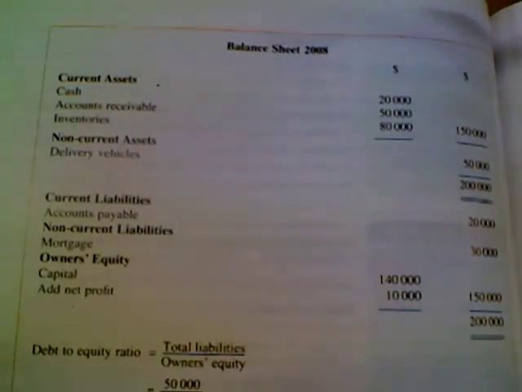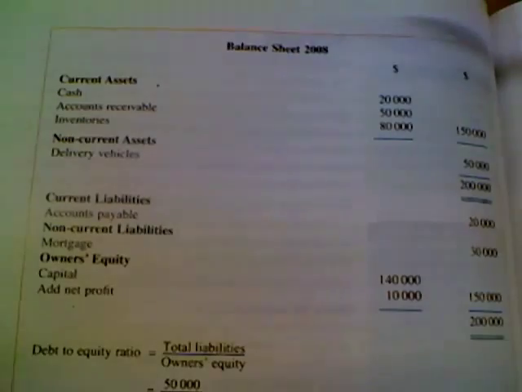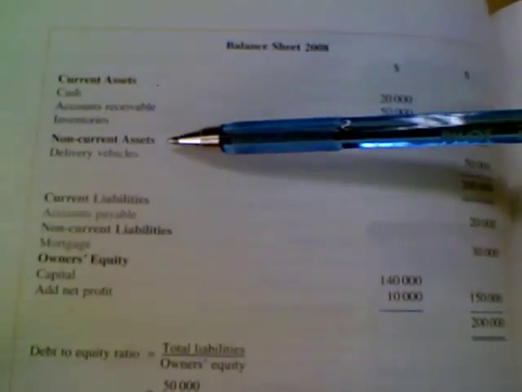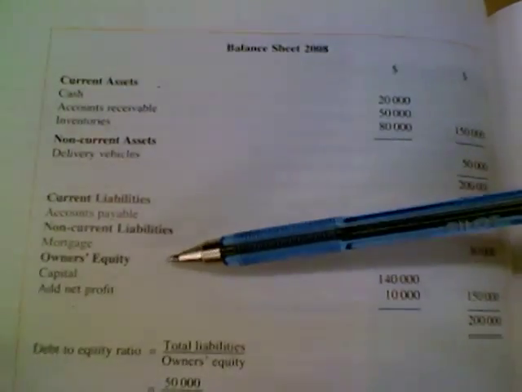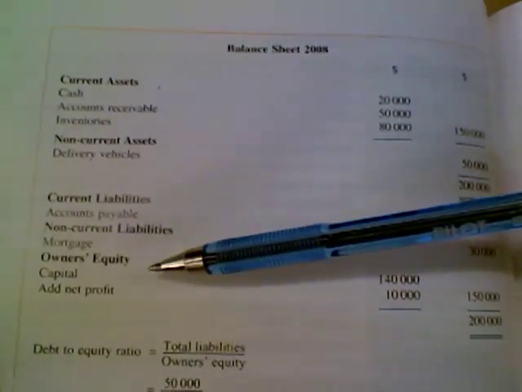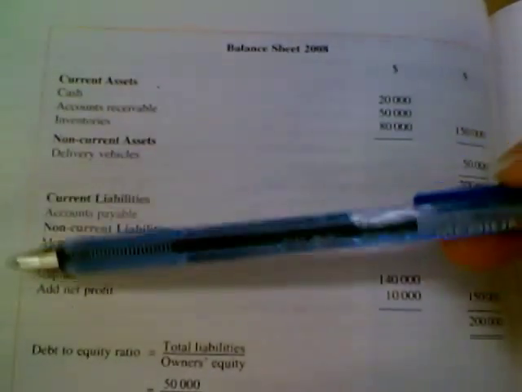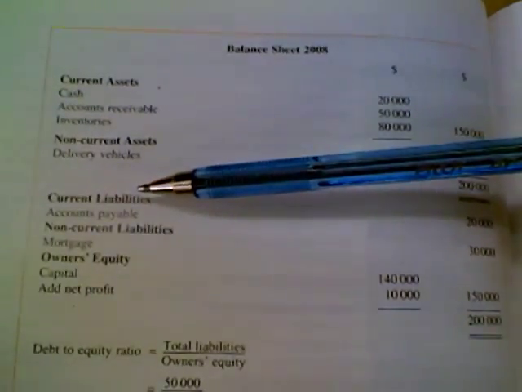Just to show you how to calculate your solvency ratio, you basically go back to your balance sheet, which shows you your current assets, non-current assets, current liabilities, non-current liabilities, known as equity. What we are concerned with is this part of the balance sheet. We are not worried about the top half when we're looking at solvency.